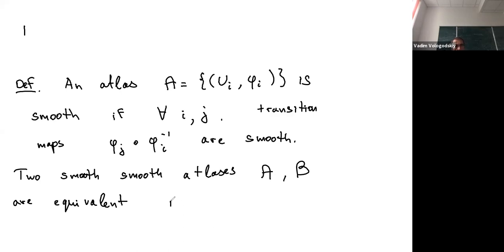Equivalent if the union, right? An atlas is a collection of charts. So I can take charts of A, I can add to it charts of B. So this is definitely an atlas. And my requirement is that it's also smooth.